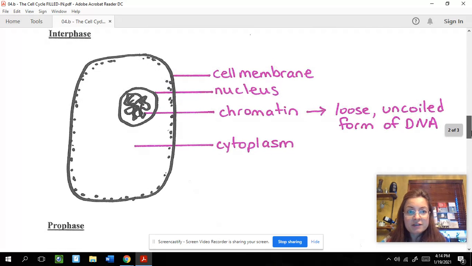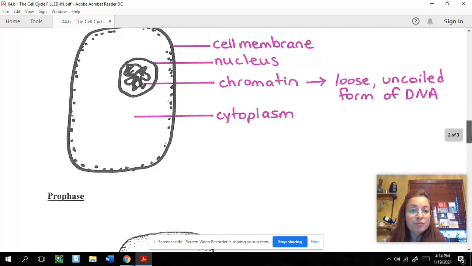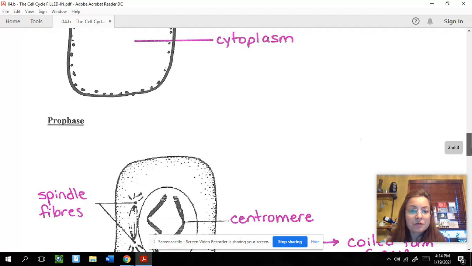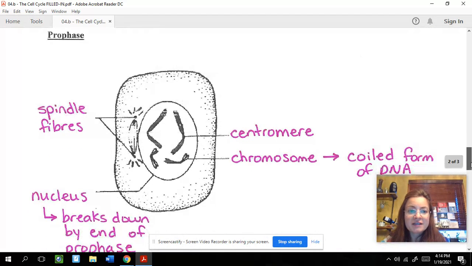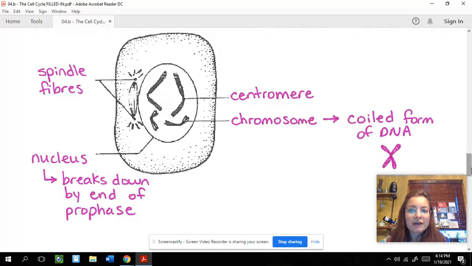After interphase is when cell division begins. We're going to start with prophase. So during prophase, this is what we're going to see. We're going to see spindle fibers start to form. We're going to see the nuclear envelope, or the nuclear membrane, start to break down. And most importantly, the chromosomes, not chromatin, chromosomes become visible.